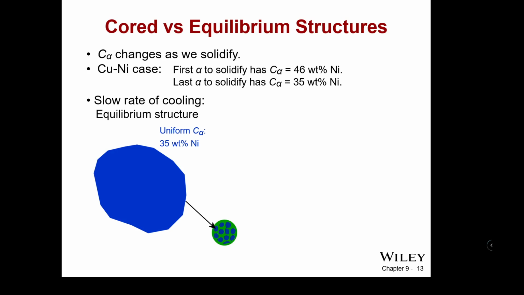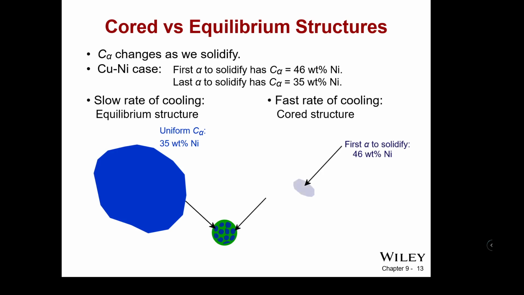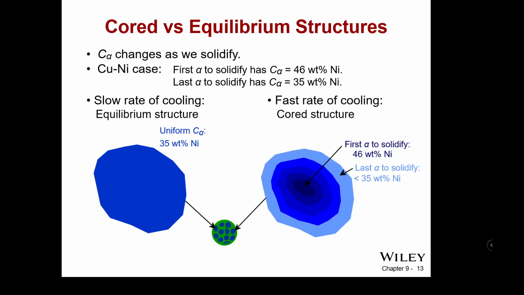So with a slow rate of cooling, the equilibrium structure results in 35 weight percent. The fast rate of cooling creates a differing result. You have a first alpha to solidify at 46 weight percent and a last alpha to solidify at less than 35 weight percent, because there's not an equilibrium between them.